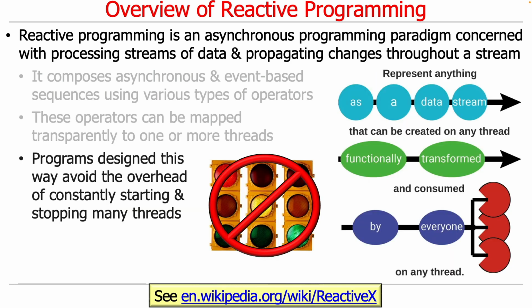And the reason for doing this is because the programmers wanted to avoid the overhead of starting and stopping threads. So we have a pool of threads, and then things flow through, and they're mapped accordingly. And you'll see there's a little representation of this that says, represent anything as a data stream that can be created on any thread, functionally transformed and consumed by everyone on any thread. So that's kind of a synopsis, sort of a meme-like synopsis of what reactive programming is all about.